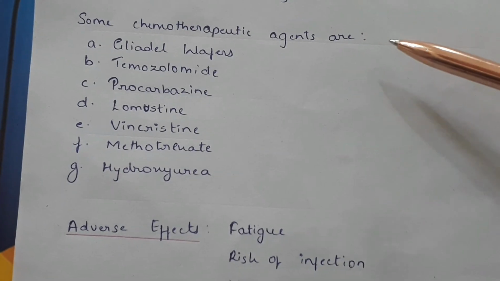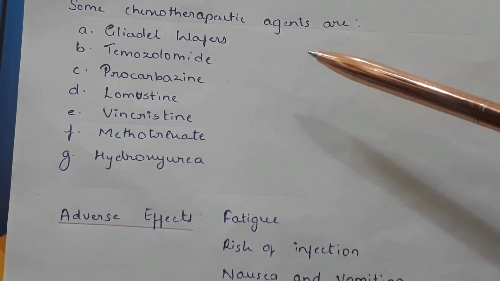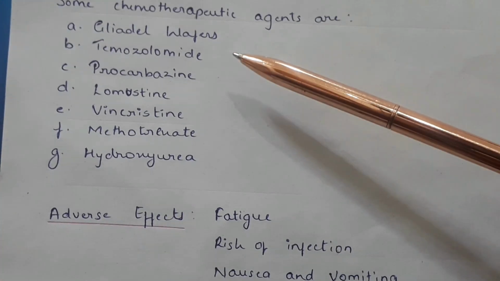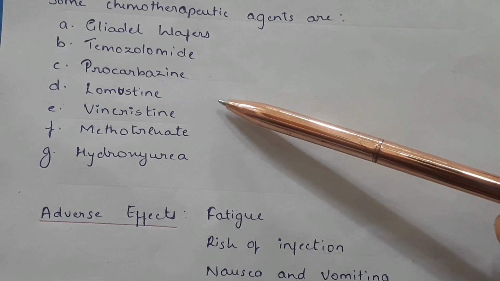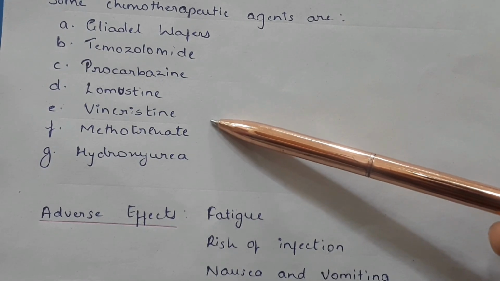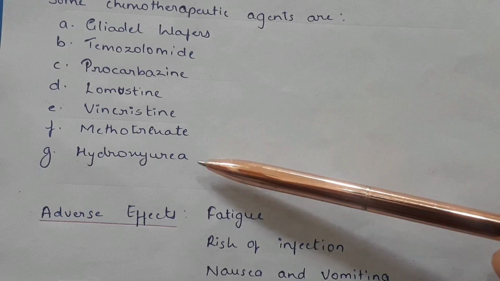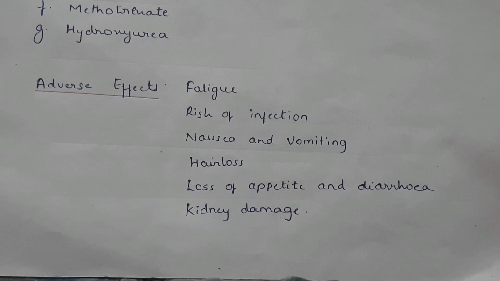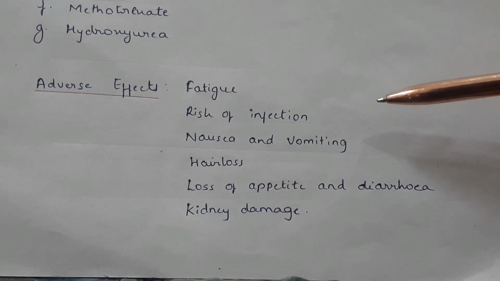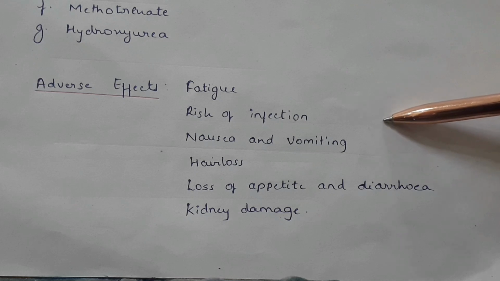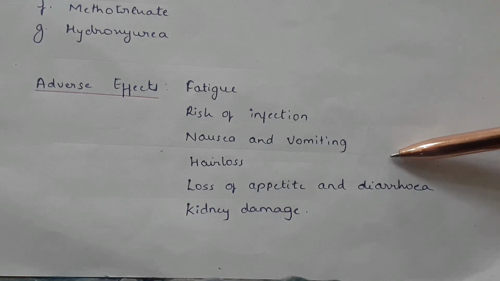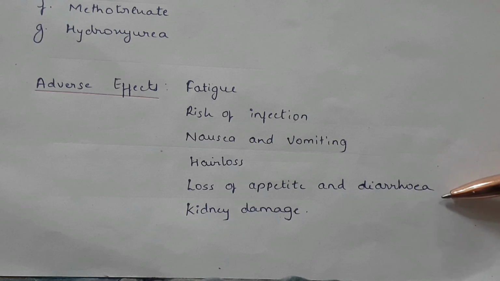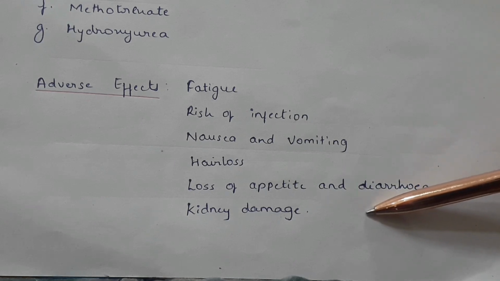Some chemotherapeutic agents are Gliadel wafers, temozolomide, procarbazine, lomustine, vincristine, methotrexate, hydroxyurea. Adverse effects include fatigue, risk of infection, nausea and vomiting, hair loss, loss of appetite and diarrhea, kidney damage.